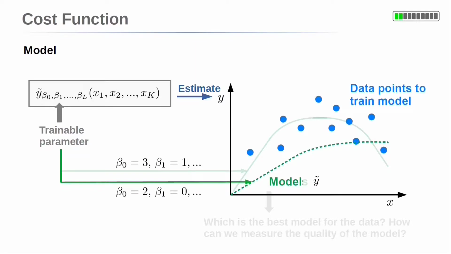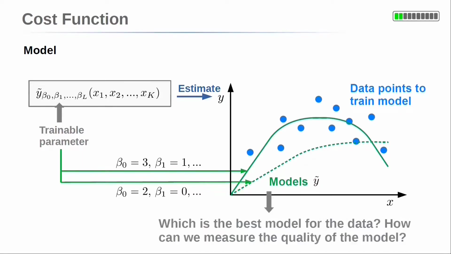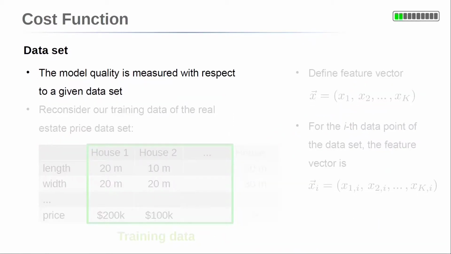Different values for the trainable model parameters beta lead to different functional relations of the model. How do we know what the best values for the trainable beta parameters of the model are? In other words, with respect to a given dataset, how can we measure the quality of the model to the data? So the model quality is calculated for a given dataset.